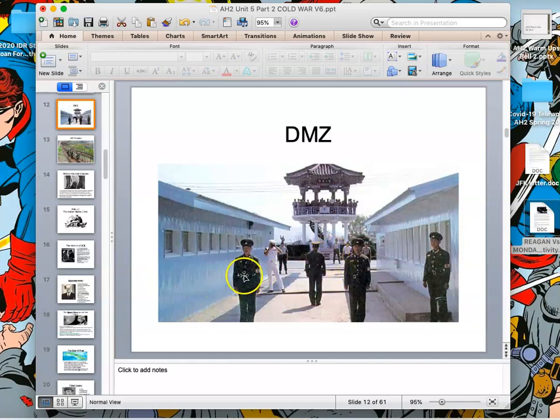Now, this is the northern part. Here you see the southern part. This is tourists coming in and taking pictures of this historic site. They say that this war never ended, the Korean War. Rather, it is a ceasefire, and they have just stopped fighting, and they could start fighting any day.